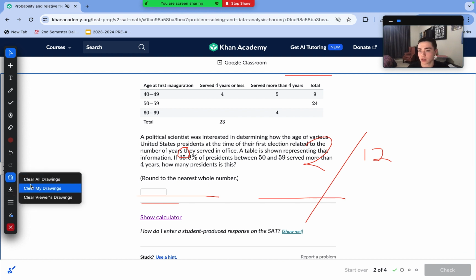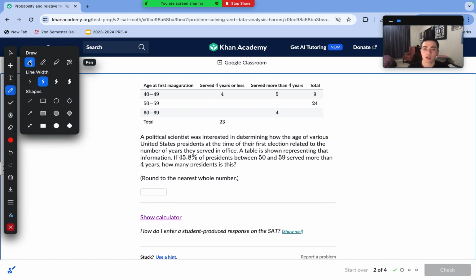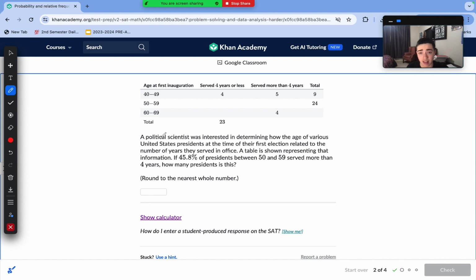On to question number 2. A political scientist was interested in determining how the age of various United States presidents at the time of their first election related to the number of years they served in office. A table is shown representing that information. If 45.8% of presidents between 50 and 59 served more than 4 years, how many presidents is this?